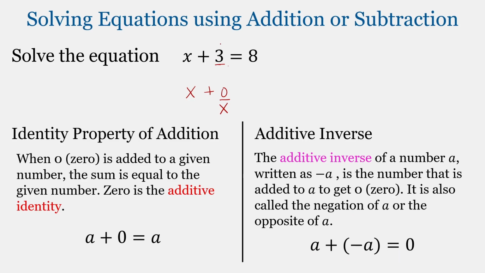So in this case, a is 3. So the additive inverse of 3 is negative 3. And 3 plus negative 3 is 0. But then we have to keep our equation balanced. So whatever we do to one side, we have to do to the other. So this is going to give us x plus 0 equal to 5, or x equal to 5. Checking our answer, we would have 5 plus 3 equal to 8, 8 equal to 8.